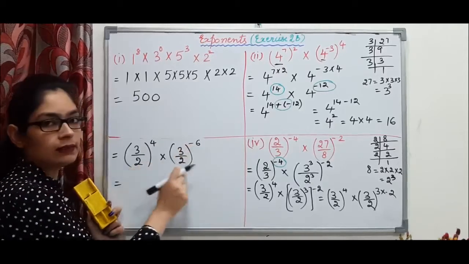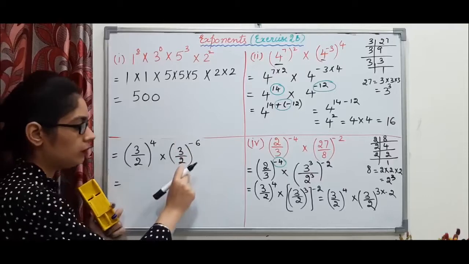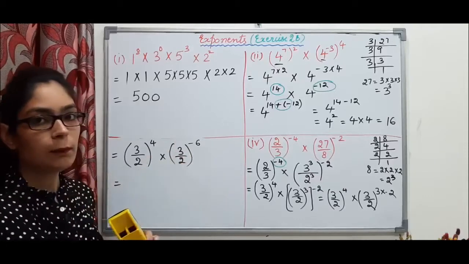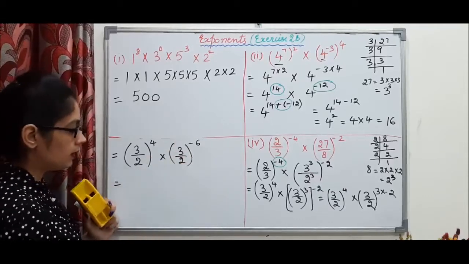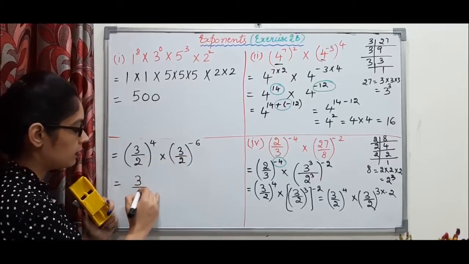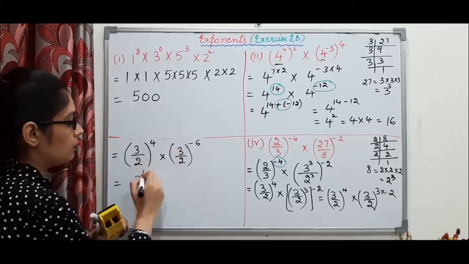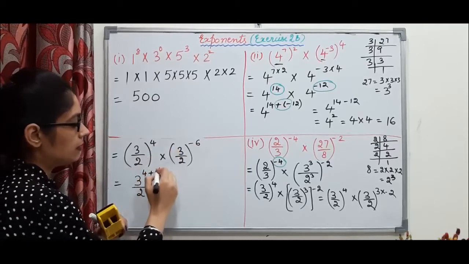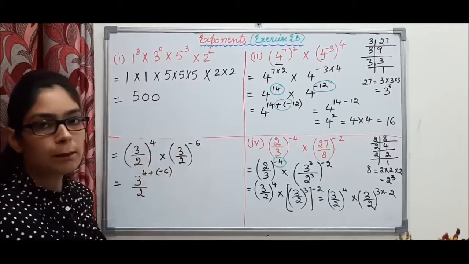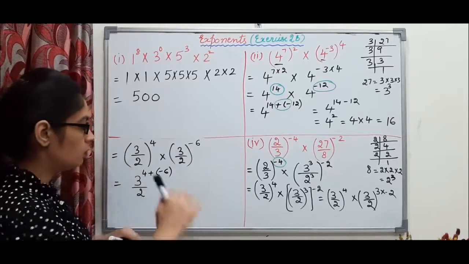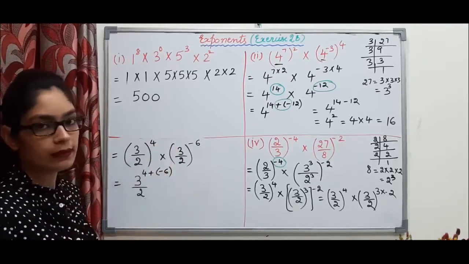Now our bases are the same, 3 by 2 here also, 3 by 2 here also, and they are getting multiplied. So we can use the product rule here. We will write 3 by 2 one time and we will add the powers. So 4 plus minus 6. Write powers along with the sign. So 4 is positive, so no need to write any sign.